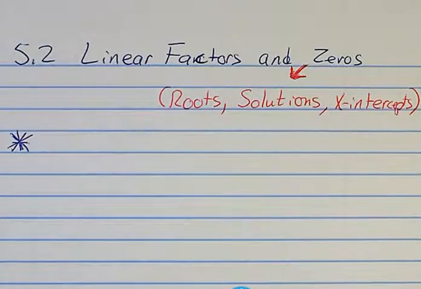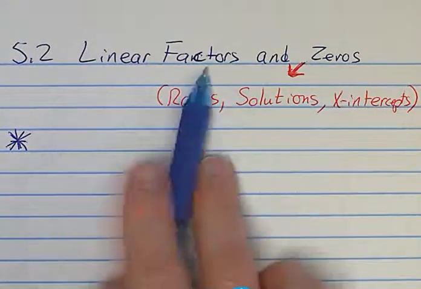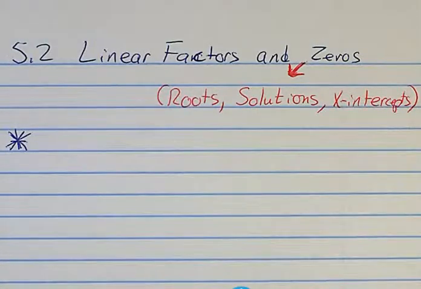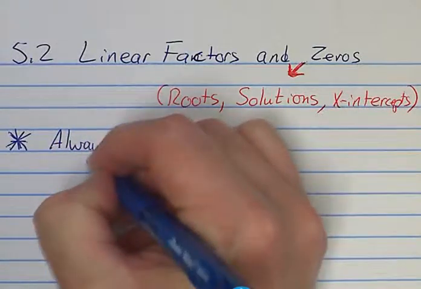Okay, and the big thing you've got in the first part is not necessarily the zeros part, but it's more the linear factors. Here's one thing we've got to look for when doing linear factors. You always want to look for a greatest common factor first.